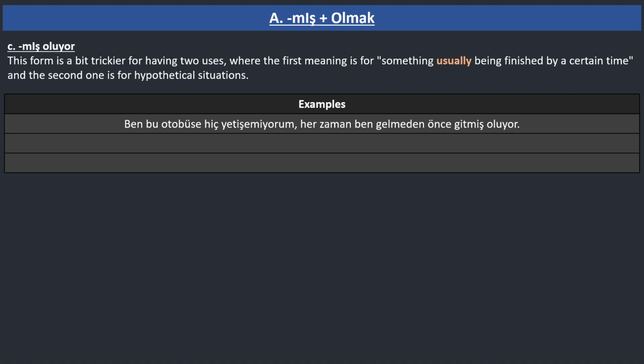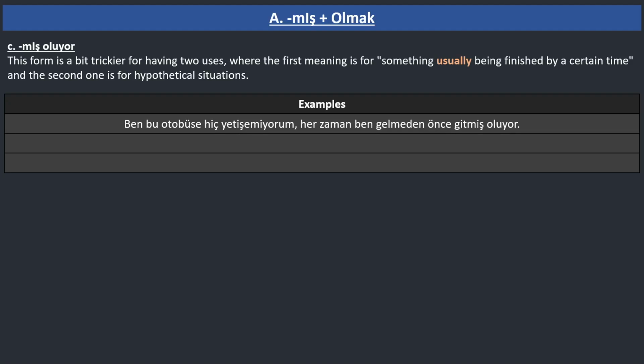It puts more emphasis that the action of the bus going is completed before I come. Ben bu otobüse yetişemiyorum. Her zaman ben gelmeden önce gitmiş oluyor. Okay. You can try having examples. You don't have to write a long sentence. You can try something simple. That's a good question, Lila, but the emphasis is on the bus leaving, like it is long gone.